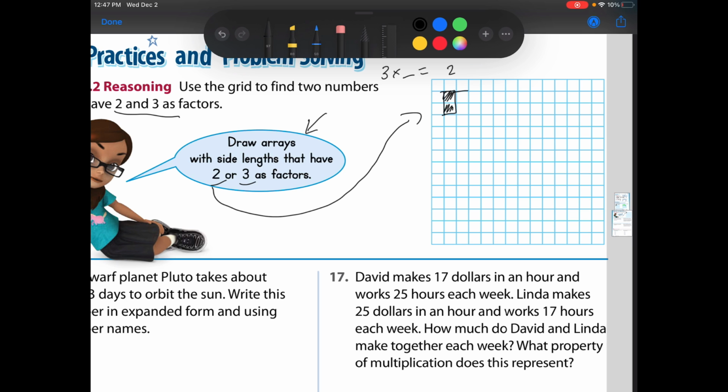So let's add another one to it, and let's make it like this. So now it's a 2 by 2, which is a 4. Can I have anything that 3 times blank equals 4? Nope. So I go to my next one, and I'll fill this in. So now, instead of 4, it's equal to 6. And can I have 3 times something equals 6? Yeah, 2. So here's one array that has 2 and 3 as its factors. So one of my answers is 6.